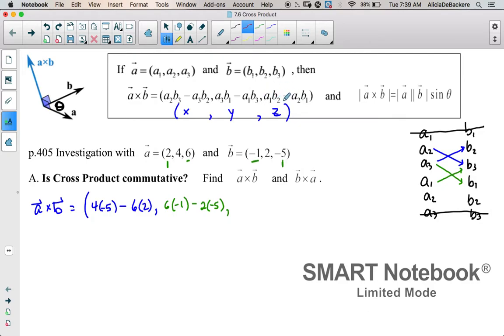The z component starts with a1 times b2. Notice that now I'm just going to start a cross right underneath. You can see how this memory trick helps me keep track of the order if I didn't have this formula. If you're more of a visual person, you might do this anyway to help sort through this. So a1 times b2, I've got 2 times 2. And then we'll do a2 times b1, which is 4 times negative 1, and I'm subtracting that.